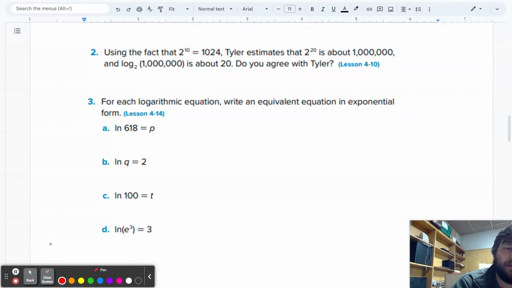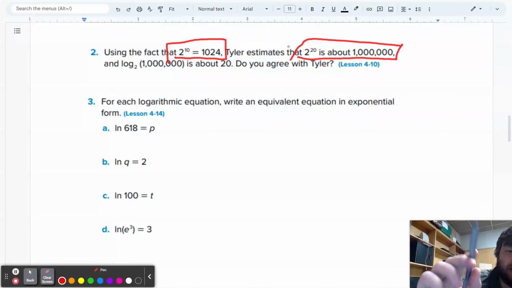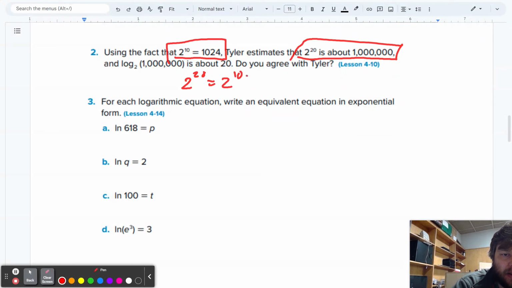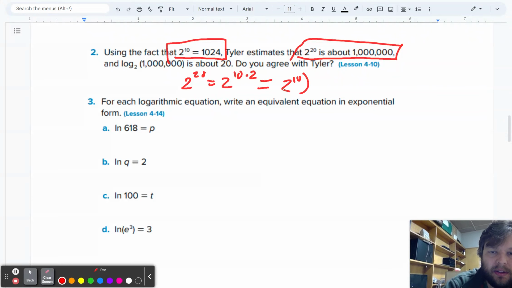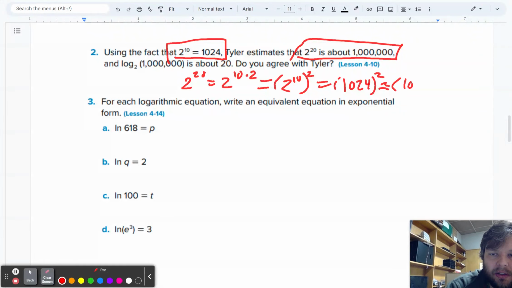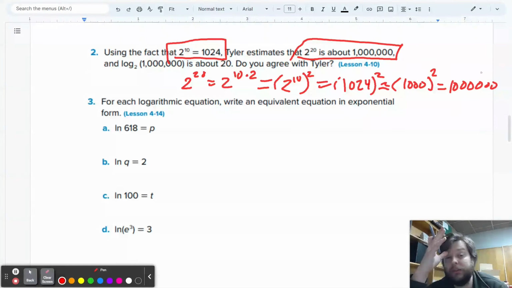All right, here Tyler is being clever. Using the fact that 2 to the 10th is 1024, Tyler estimates that 2 to the 20th is about a million. How did he get that? Well, 2 to the 20th is equal to 2 to the 10 times 2. There's nothing really revolutionary going on there. But that means that it's 2 to the 10th squared, because you can do a power raised to a power. And what Tyler's saying is that the inside piece is 1024, which is kind of close to 1,000, which is equal to a million. So, okay, Tyler, sure, 2 to the 20 is about a million, I guess. It's bigger than a million, but it's kind of close to a million.